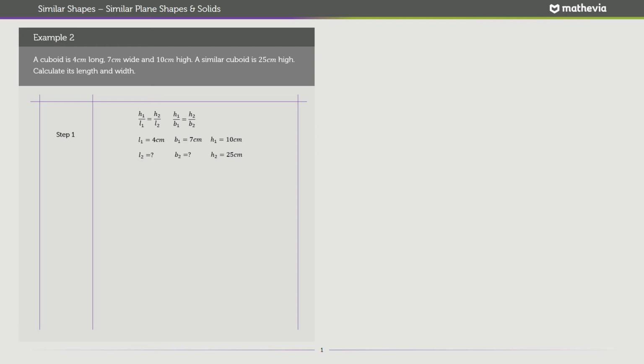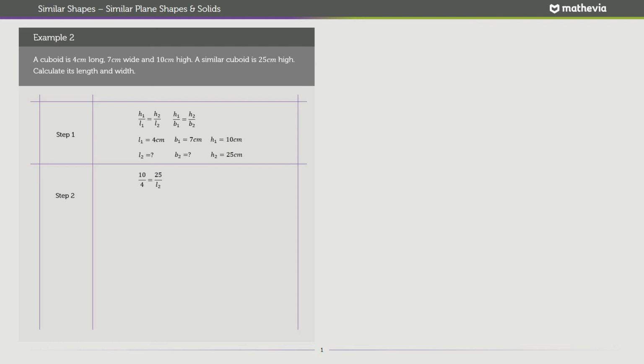So you have one cuboid 4, 7, 10, and then you have a similar cuboid, something, 25. Okay, so these are your dimensions. And if we're looking to find the length, we have the height. We establish a relationship. We'll find the ratio of the height and length for the first cuboid. So 10 centimeters and 4 centimeters. So we have 10 over 4 equals 25, the height and length of the second cuboid, 25 over something.